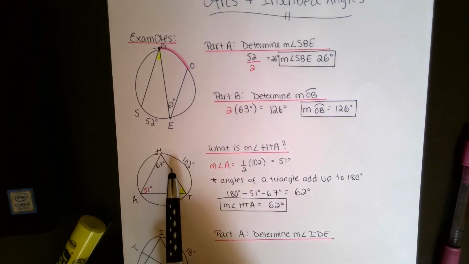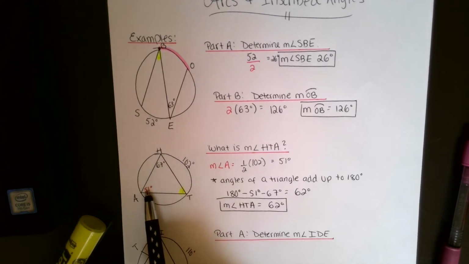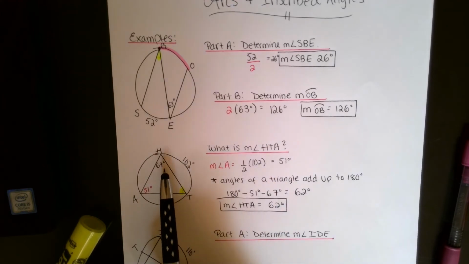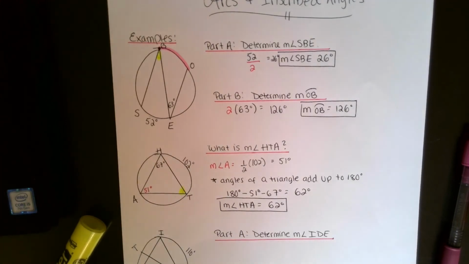So again, we had only one arc, so we found the inscribed angle. And then we know the angles in a triangle add up to 180, so we're going to subtract these two angles from 180, and now we know what that angle HTA measures.